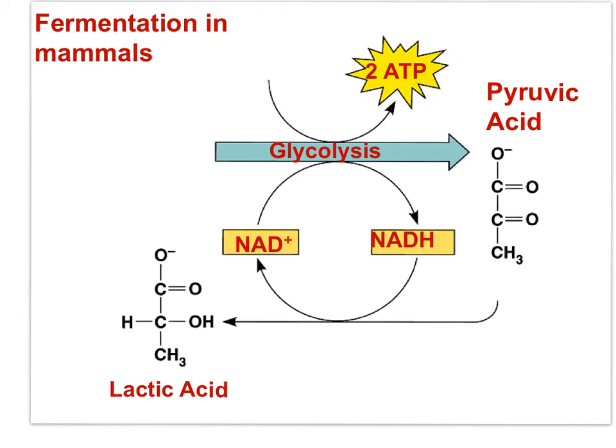Remember, there is no loss of carbon dioxide from pyruvate when pyruvate is anaerobically fermented to lactate in mammals. NADH is oxidized as the pyruvate is reduced. NAD plus is made available to glycolysis. This is an oxidation reduction step, and this is an oxidation reduction step.